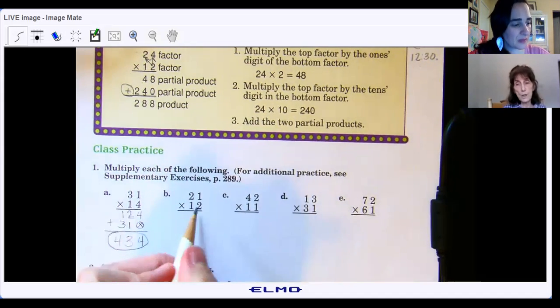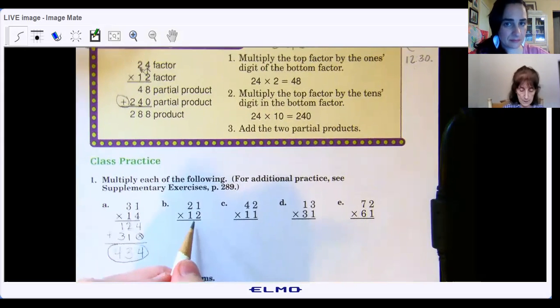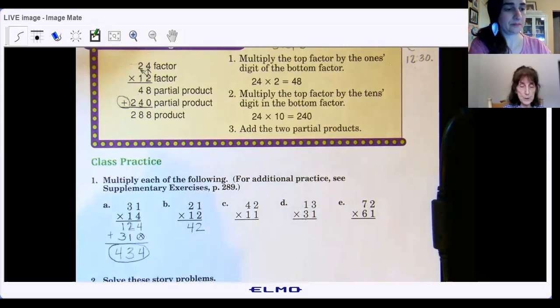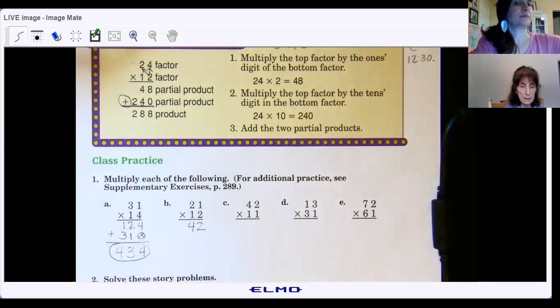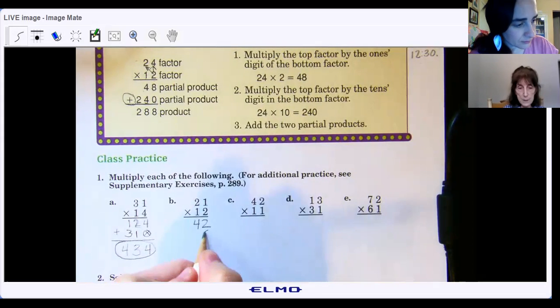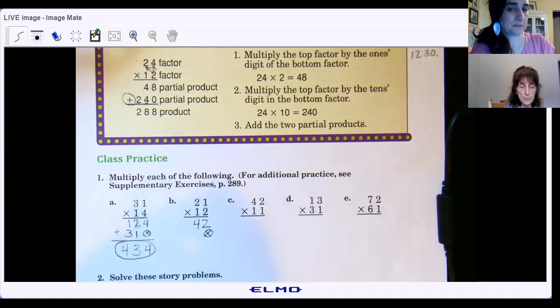All right, we're going to start in the ones column. 2 times 1 is 2, and then 2 times 2 is 4. So I just multiplied 2 by 21. Okay? Now I don't have any more ones, so I'm going to put a 0 in the ones column and exit out. Okay, I'm done with the ones.